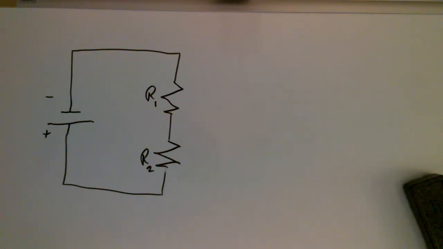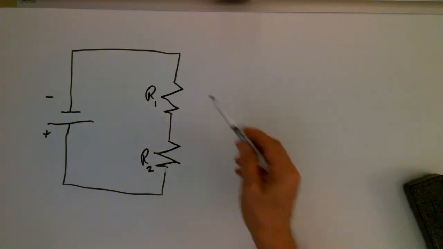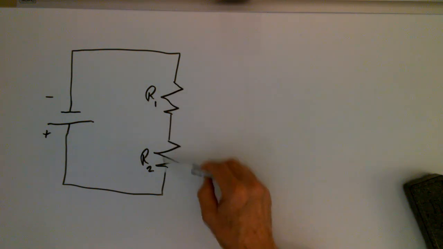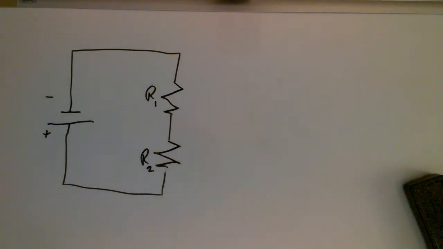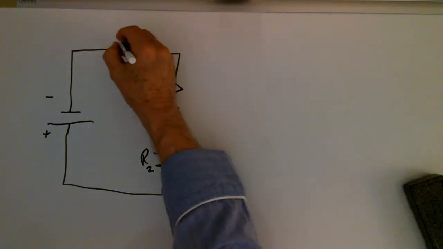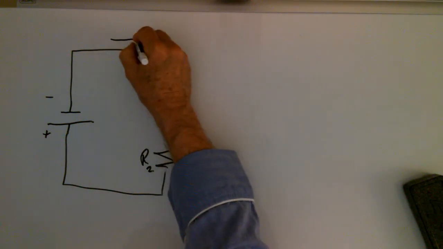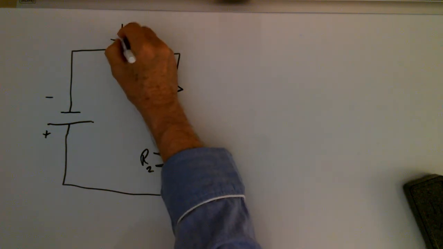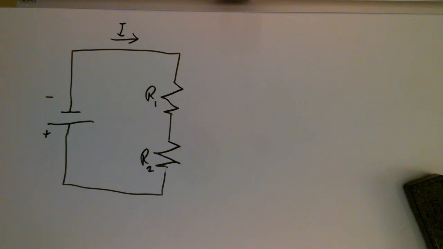It is a series circuit, and the reason it's called series is that we have resistances connected in the same wire. They are in series with each other, so we call this circuit a series circuit. Current is flowing in this direction.